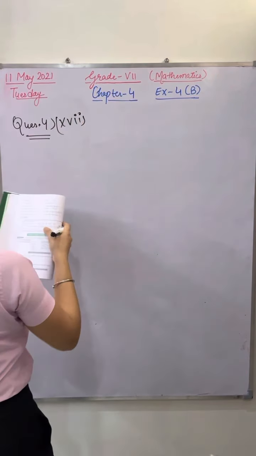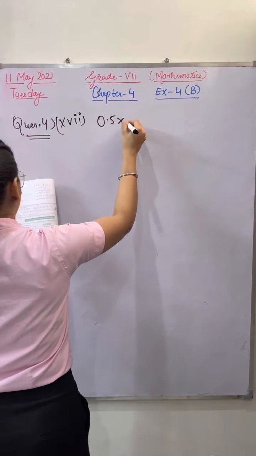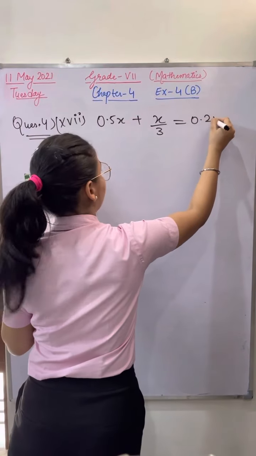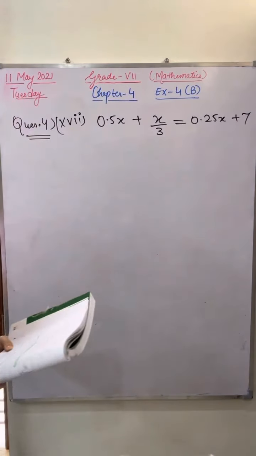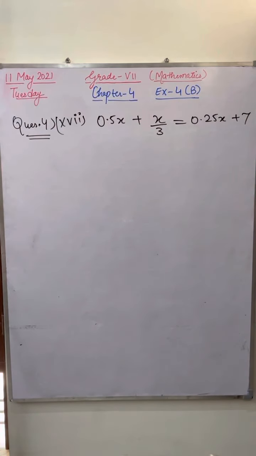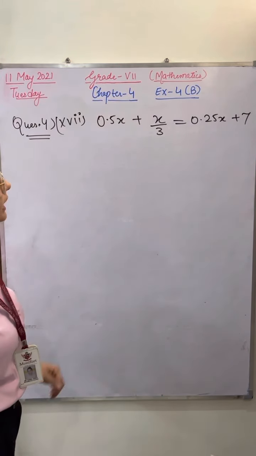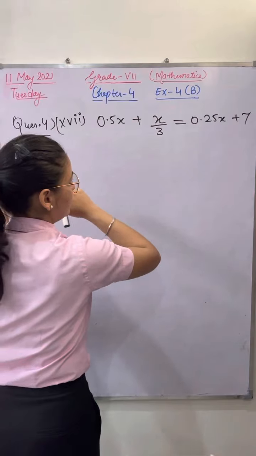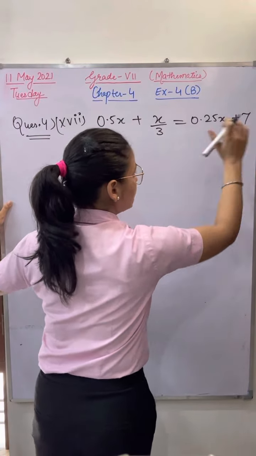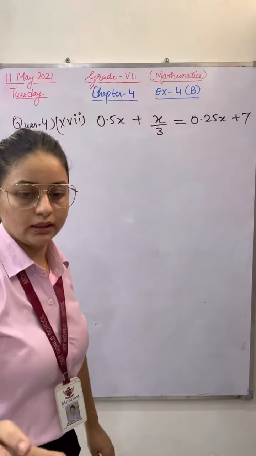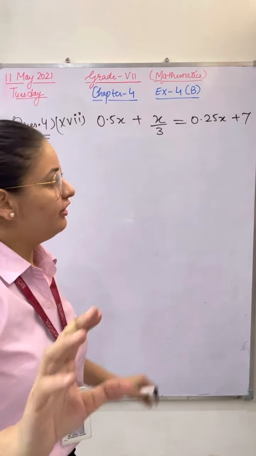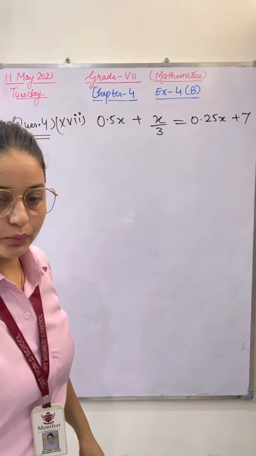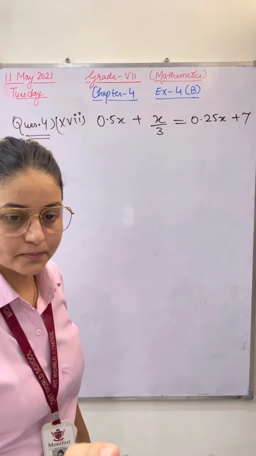17th part: 0.5x plus x by 3 is equal to 0.25x plus 7. This question is given in decimal form. First of all, tell me, this is a variable, this is a variable, this is a variable, and this is the constant. I'm going to unmute one student. I want to ask which value I shift from here to there, and by which method. It is very, very easy.